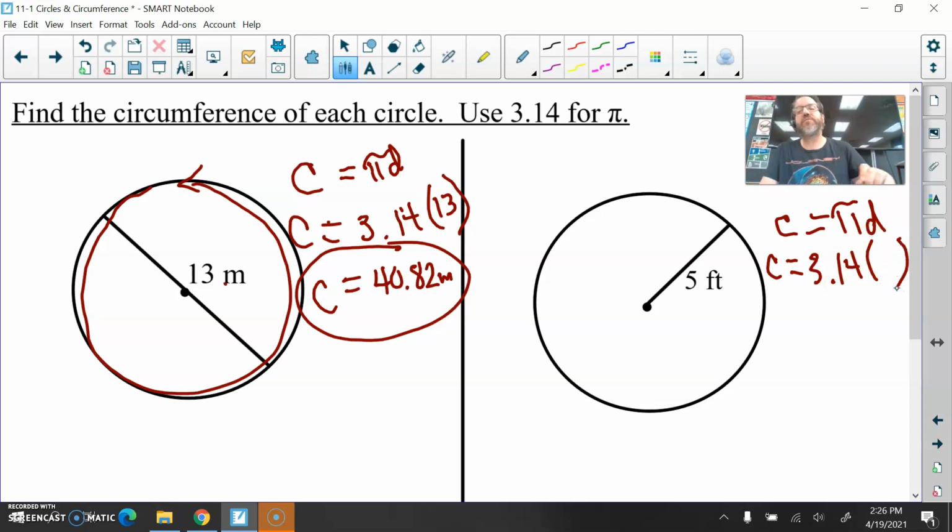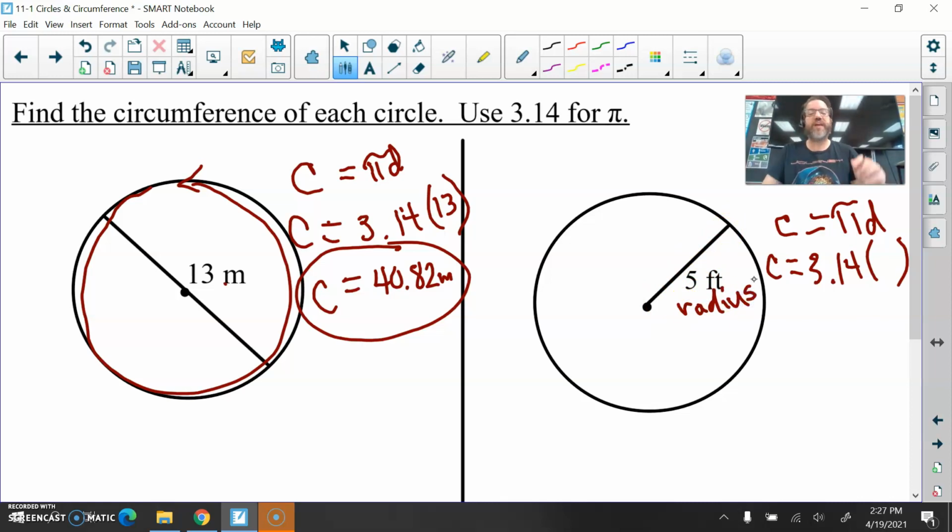times, oh, now what is the diameter of this circle? Do I know what the diameter is? We need to be kind of careful here because this measurement that's shown, this 5-foot measurement here, is it going all the way across the circle? No, it's connecting the center of the circle to the outside of the circle. This is just the radius.